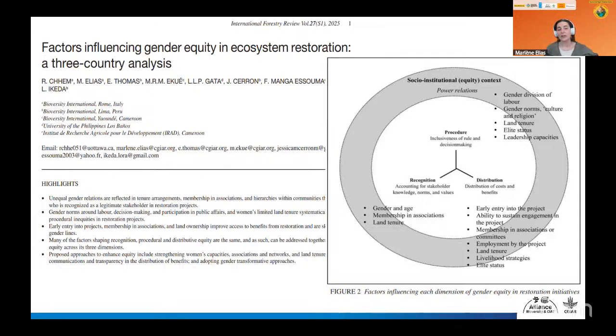And in terms of the distribution of costs and benefits, you can see here many of the same factors as those that shaped access to other aspects of justice in the project, like land tenure. And land tenure is really transversal and comes up again and again, of course, when it comes to equity in restoration. But you can see other factors here as well, like early entry into the project, which was really determining in terms of who could then access benefits for the entire duration of the project.